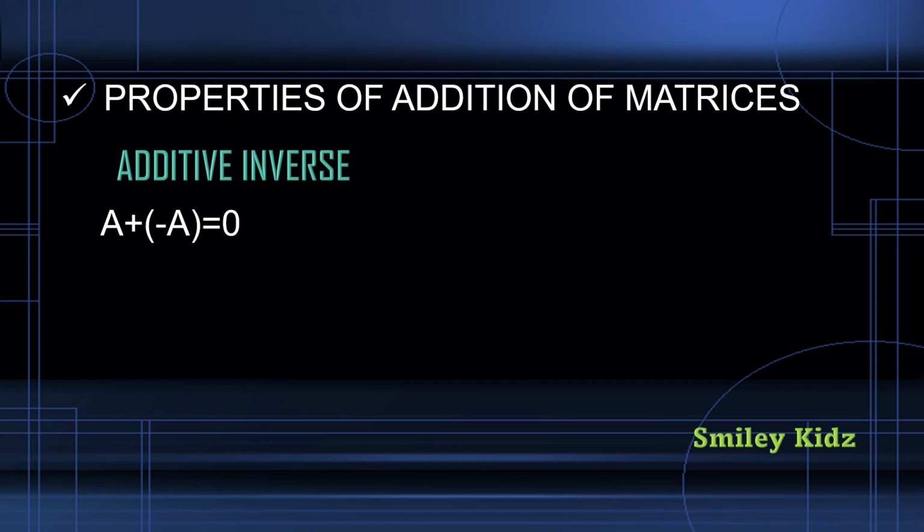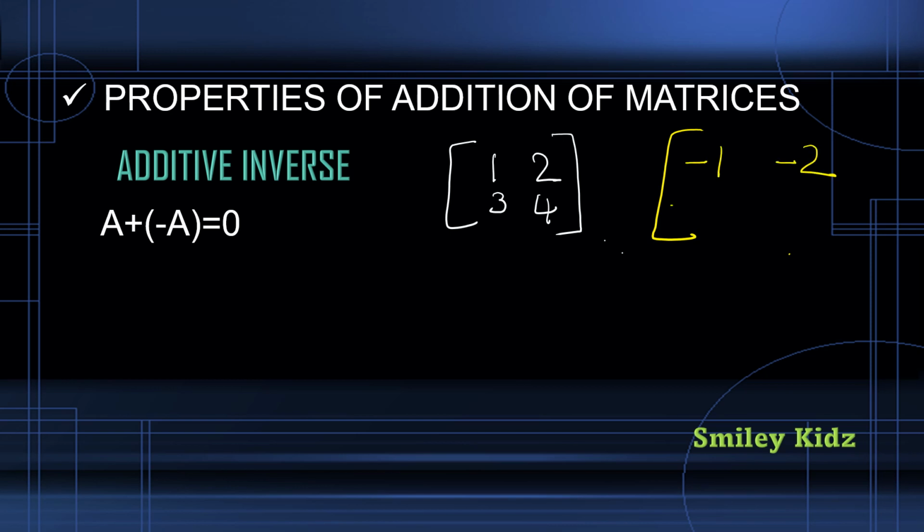Now I'll say additive inverse. One thing you need to make sure of over here is that if I have a matrix 1, 2, 3, 4, the examiner will ask for the additive inverse of this matrix. So it's simply going to be equal to minus 1, minus 2, minus 3, minus 4. That means the inverse of 1 will be minus 1, the inverse of 2 will be minus 2, the inverse of 3 will be minus 3, and the inverse of 4 will be minus 4.